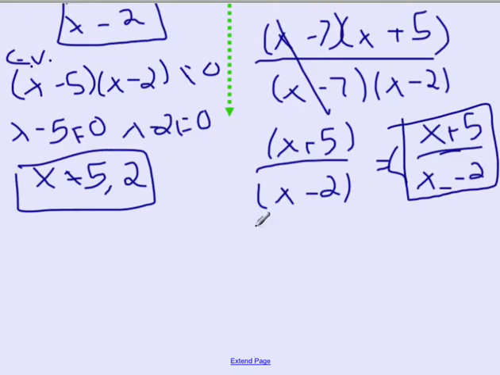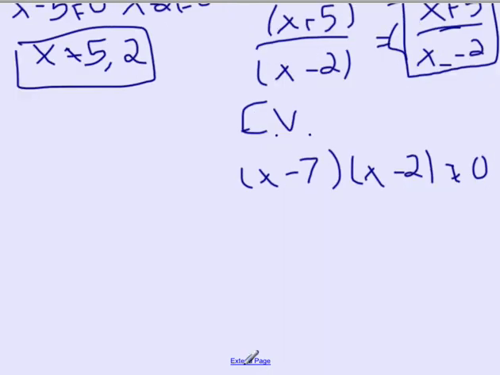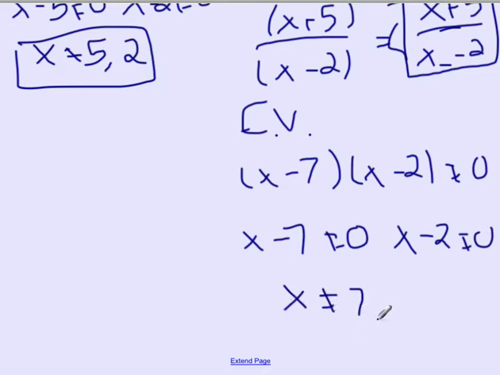Now we need to find our excluded values. So again, to calculate our excluded values, I'm going to look at my original denominator when it's in factored form. So I'm saying x minus 7 times x minus 2 cannot be 0. So then x minus 7 is not 0. x minus 2 is not 0. So then I get x cannot be 7 or 2 for your excluded values.